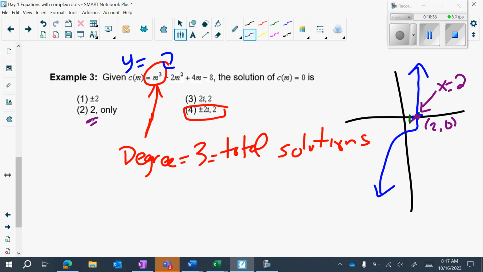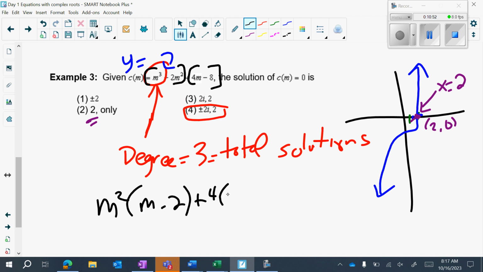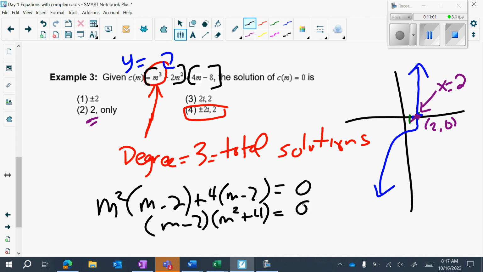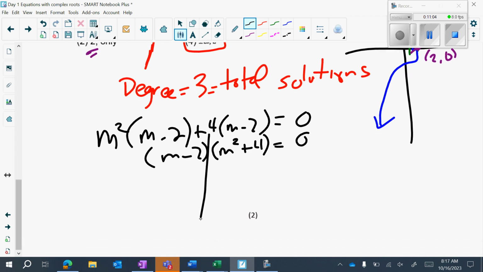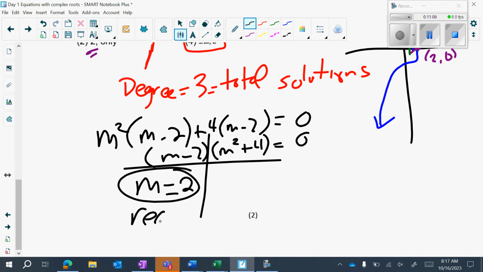Now, if we had actually factored this, we would have used grouping. We would have grouped the first 2 terms together, done the GCF, and the second 2 terms and done the GCF. If we had done that, we would have gotten m squared, and then m minus 2, and then plus 4, m minus 2. Common bubble, m minus 2, other factor, m squared plus 4. Setting this equal to 0, the positive real root is going to be m equals 2. That's the one that I just said crosses the x-axis there.